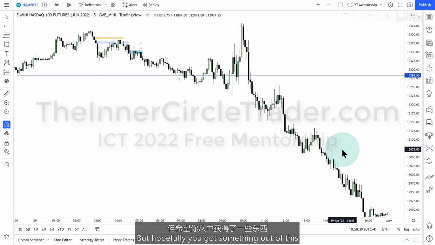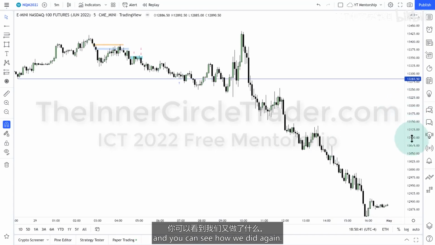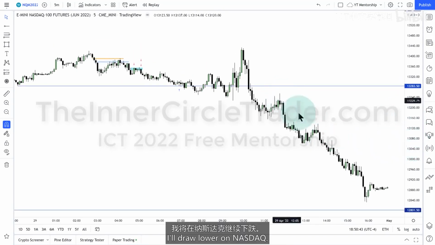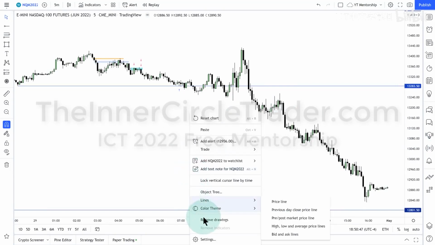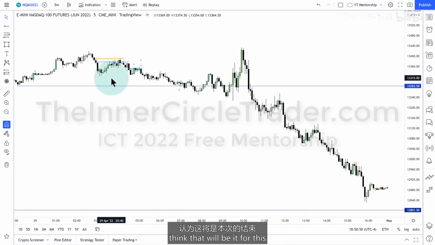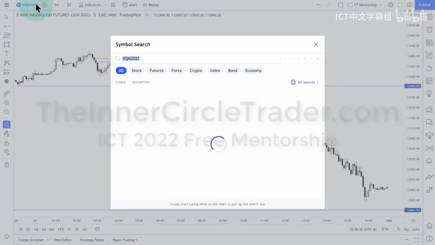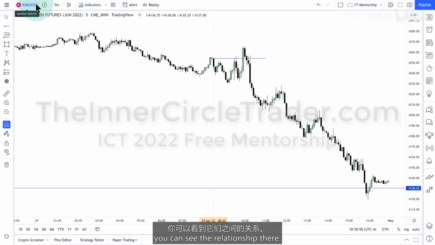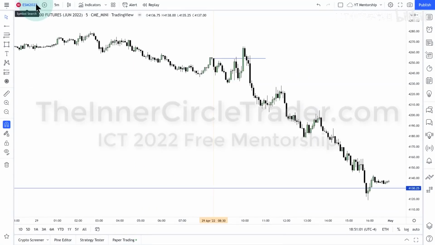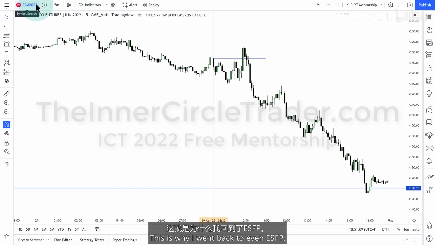But hopefully you got something out of this, and you can see how we did again. Draw lower on NASDAQ, and I think that will be it for this one. Let me go back to even the S&P, and you can see the relationship there. So both of them moving in concert, both of them moving in tandem, but look closer. Okay, this is why I went back to the E-mini S&P.